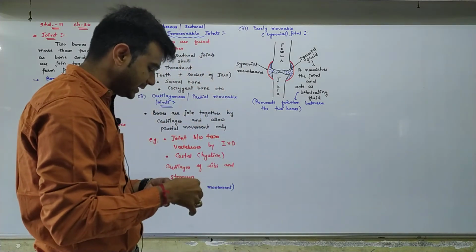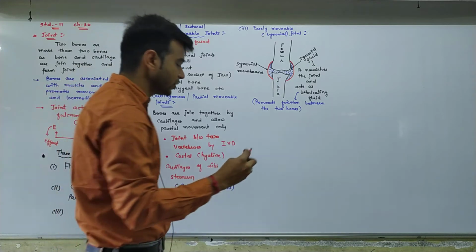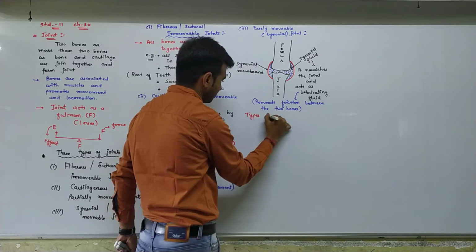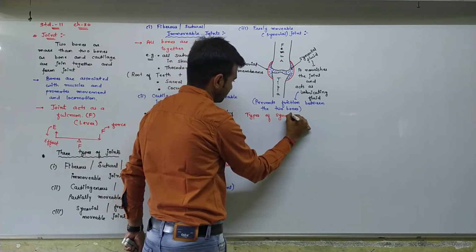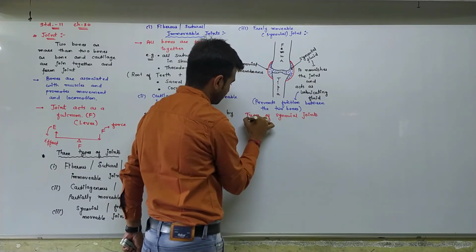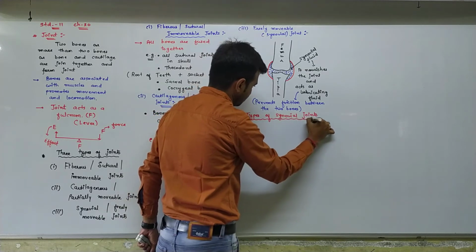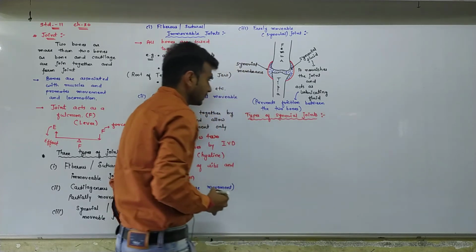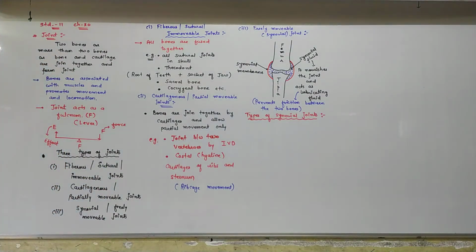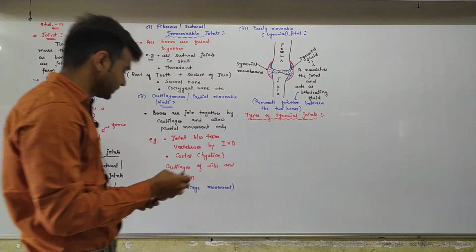So let us discuss in detail the types of synovial joint. Here generally 5 types are there. Ball and socket type of joint first.